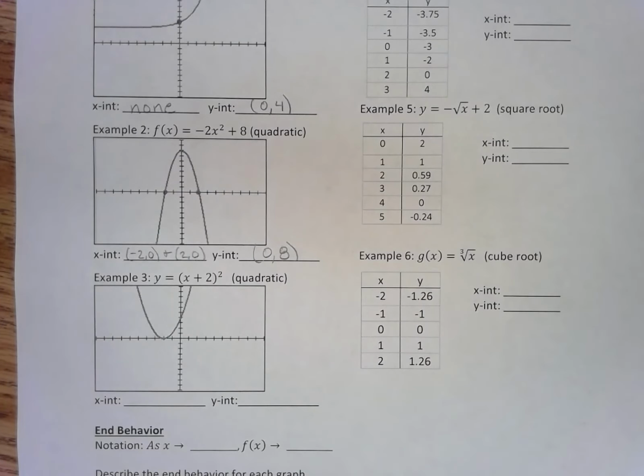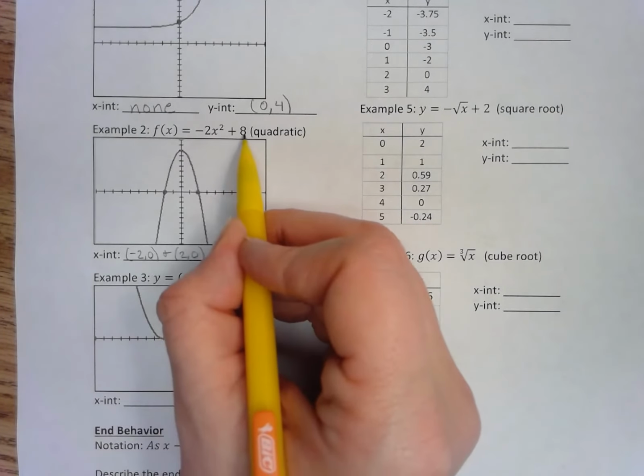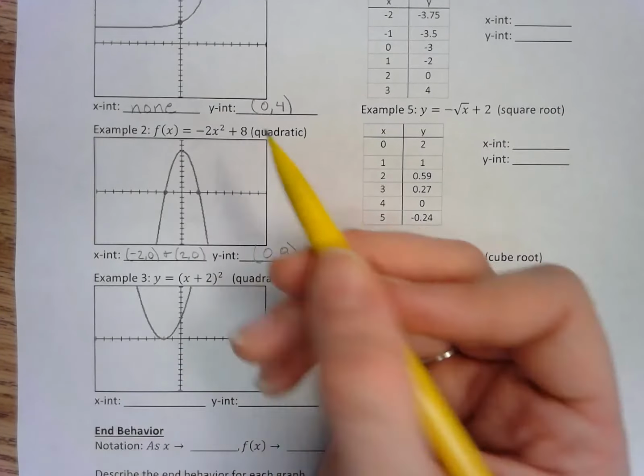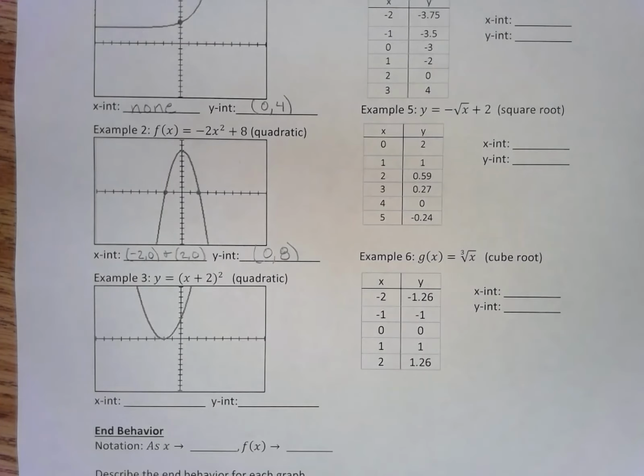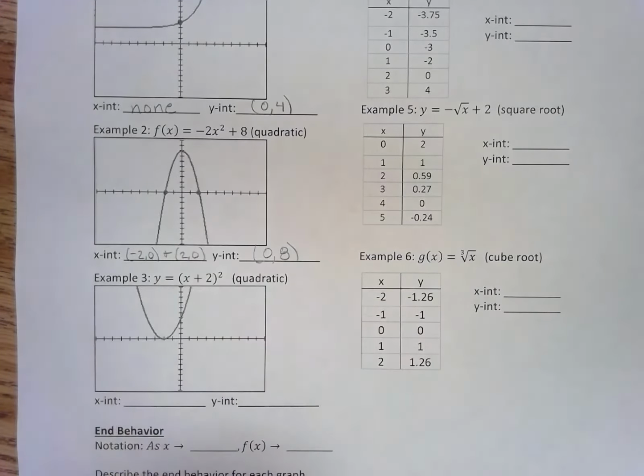Notice something kind of neat about quadratics. The y-intercept, which is 8, is the same as the c value. That will always be true when equations are in standard form for quadratics. The y-intercept will be the same as the c value. Let's look at example 3.